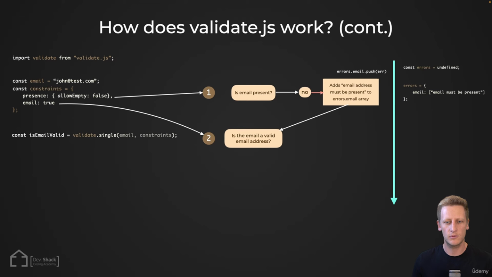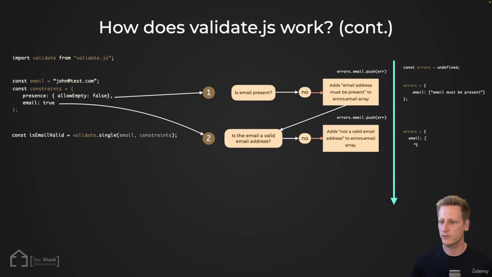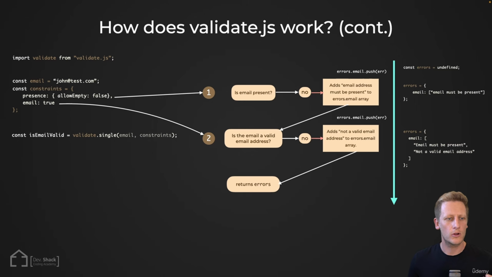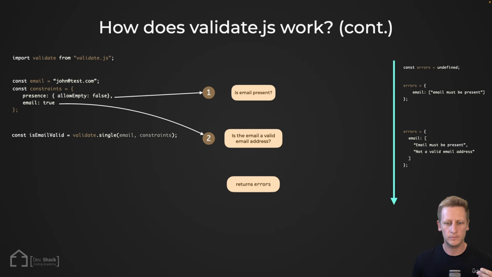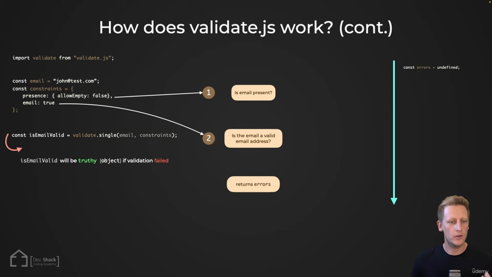So it's going to test whether it's a valid email address. And let's say that it's not a valid email address. Because that test failed, it's going to push an additional string into that error message there. So that array will contain two errors then. And then there's no more constraints to run here. Once it's finished running through all the constraints, it's going to return the errors that it picked up. It will return that error object that it created, which contains that email key with all the string errors that it picked up.